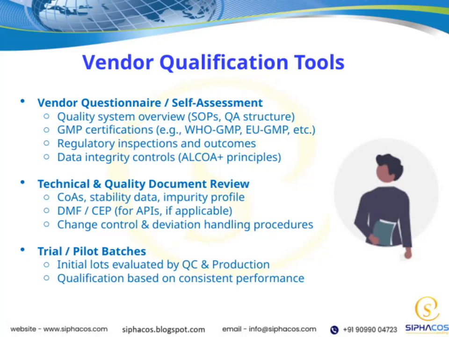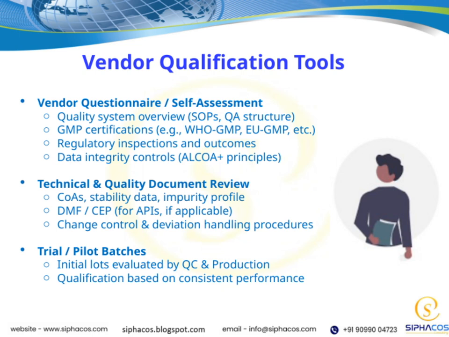Now, let's delve into the vendor questionnaire and self-assessment process. First, we look at the quality system overview, which includes reviewing SOPs and the QA structure. This helps us understand how the vendor maintains quality standards consistently. We also check for GMP certifications like WHO GMP or EU GMP, as these are key indicators of compliance with international manufacturing standards.